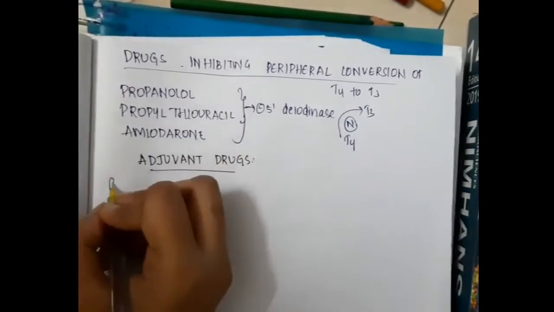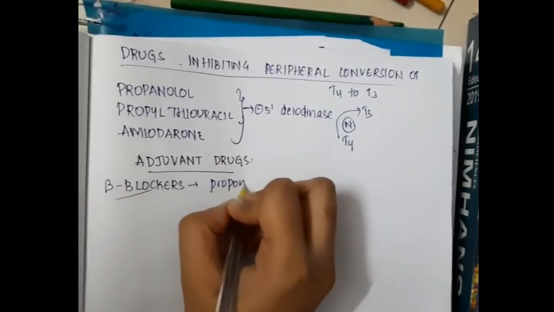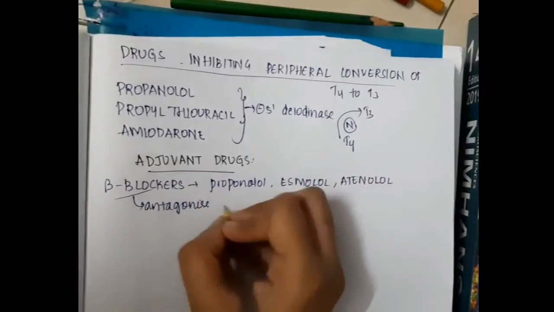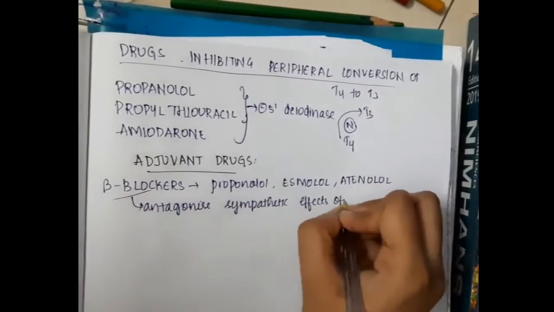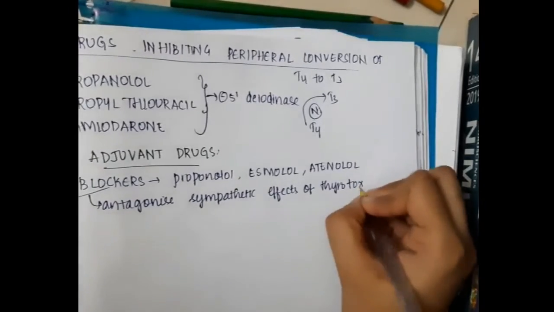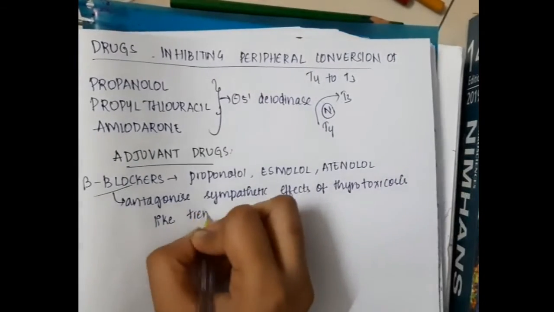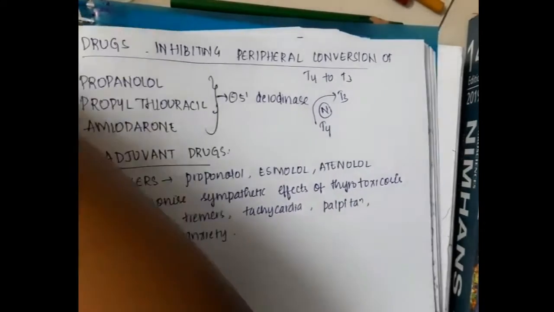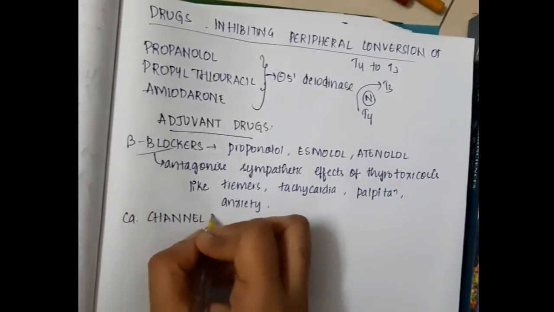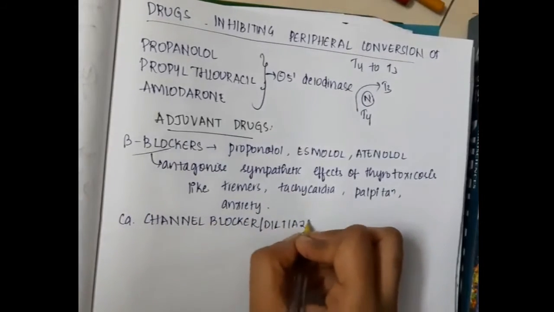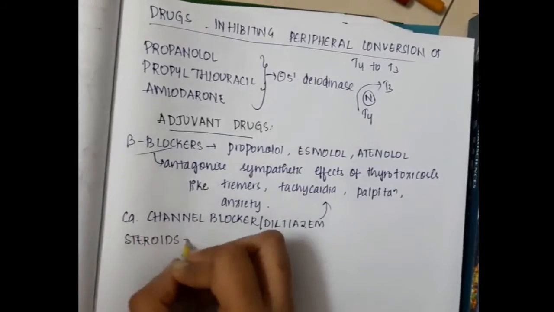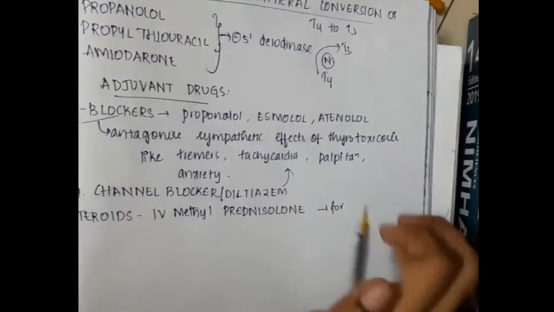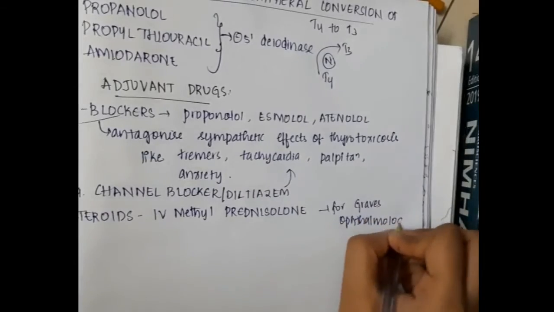We have some adjuvant drugs which are used, like beta blockers such as propranolol, esmolol, atenolol. These will antagonize the sympathetic effects which are seen in thyrotoxicosis. Those sympathetic effects include tremors, tachycardia, palpitations and anxiety, which are stopped by beta blockers. Calcium channel blockers like diltiazem will block tachycardia, whereas steroids like IV methylprednisolone can be given for Graves' ophthalmopathy.